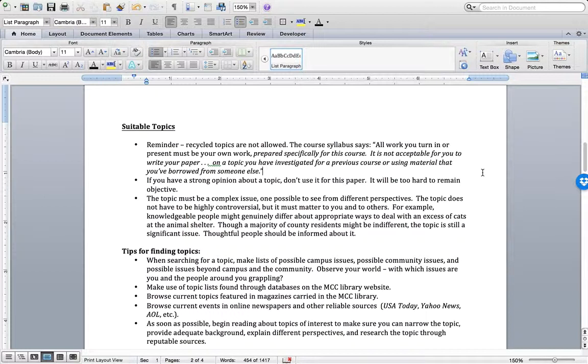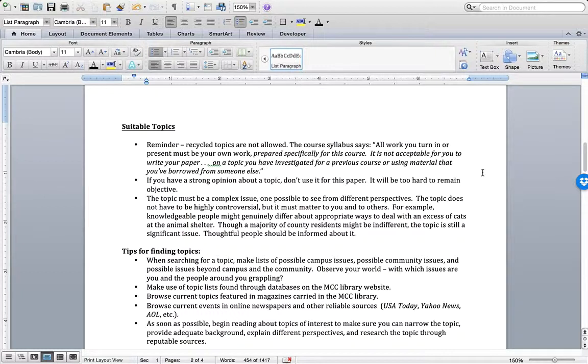If you have a strong opinion about a topic, don't use it for this paper. It will be too hard to remain objective. Some of you struggled with keeping your opinion out of the rhetorical analysis or the editorial cartoons. It would probably be even more difficult here if you choose a topic that you have a strong opinion on. Again, we're not persuading, we're informing our audience about the various perspectives, the different angles on a complex issue.